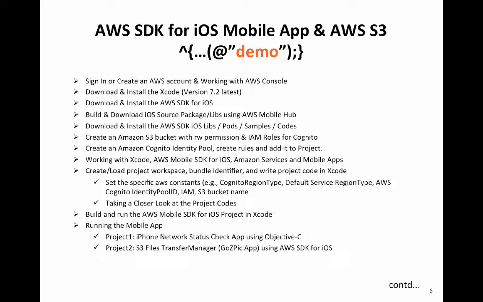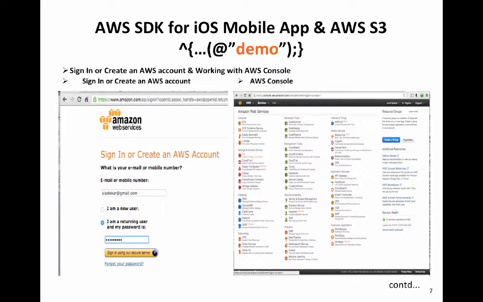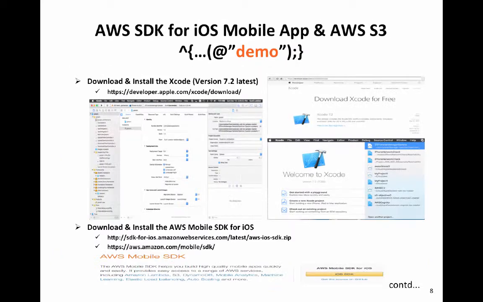Here is the demo for the AWS SDK for iOS mobile app and AWS S3 object storage, and it also covers the following items. First, it is required to create an AWS account, or you can sign in to the AWS console using your existing login credentials. I have downloaded and installed Xcode version 7.2 on my Mac. It's free on the Apple site. Then I created and loaded a project workspace, specified the bundle identifier, and started writing project code in Xcode.